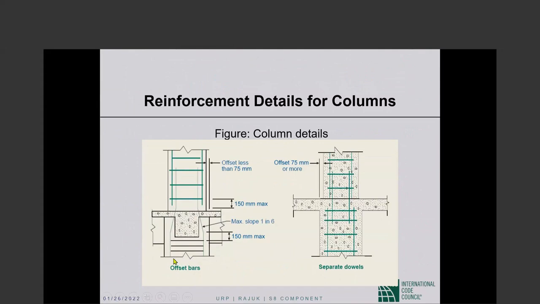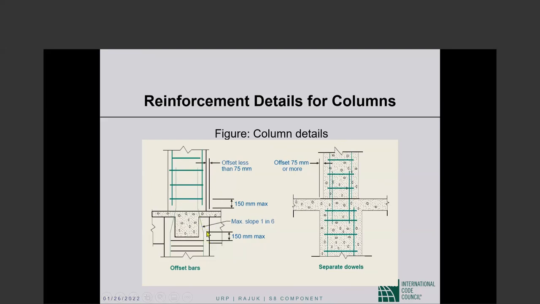So when we talk about offset bar, the lower column is here, the upper column is there. If this offset, this distance from the face of the lower column to the face of the upper column, is less than 3 inches, then you can bend the bar in the lower column into the bar in the upper column. So that kind of a bend is allowed, provided the offset is no more than 3 inches.